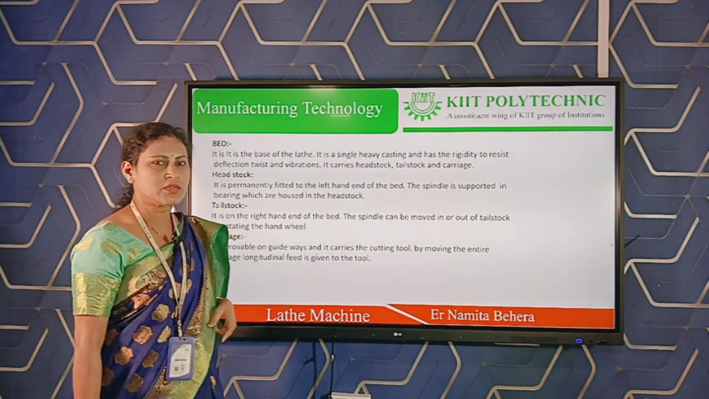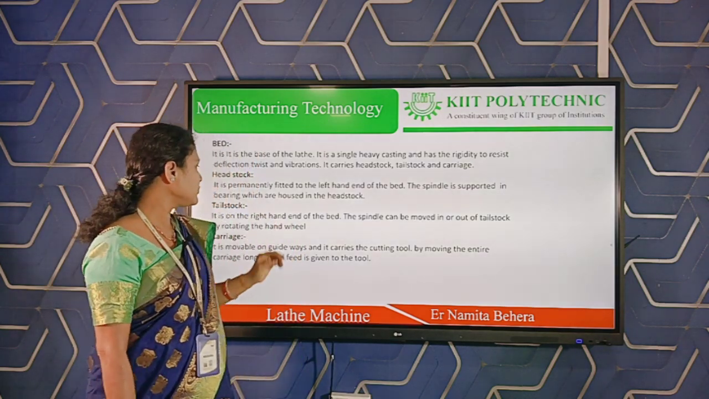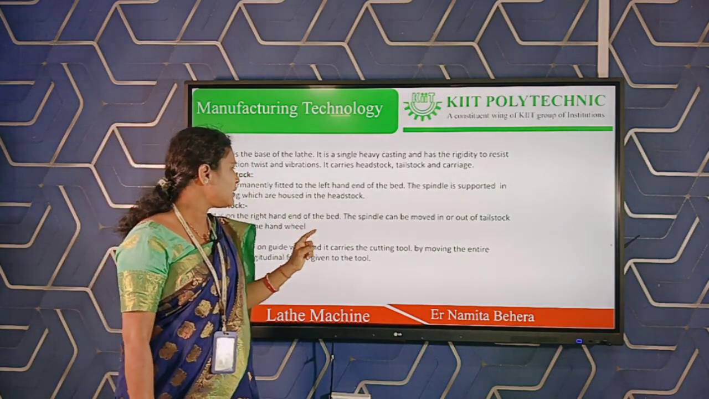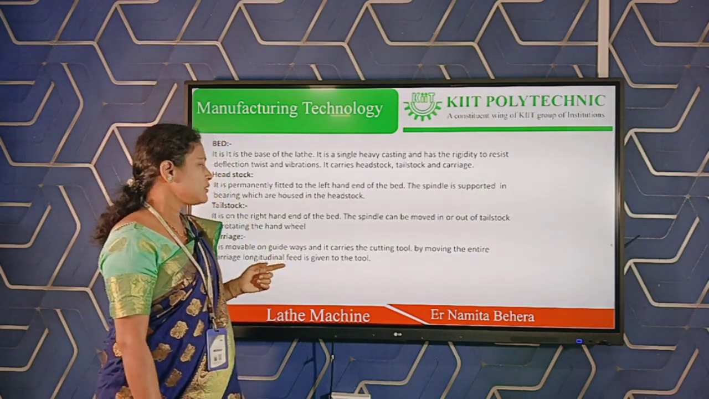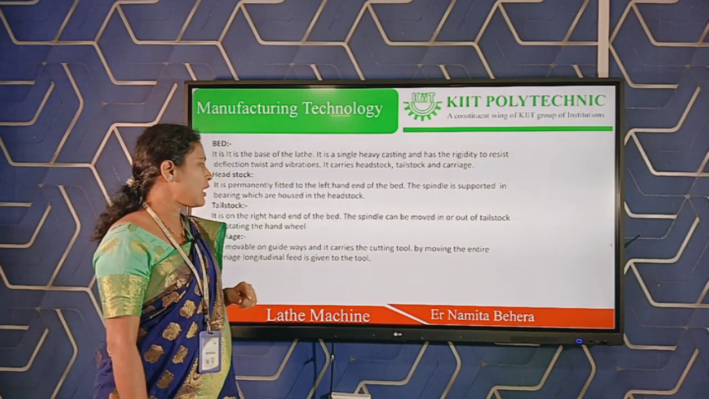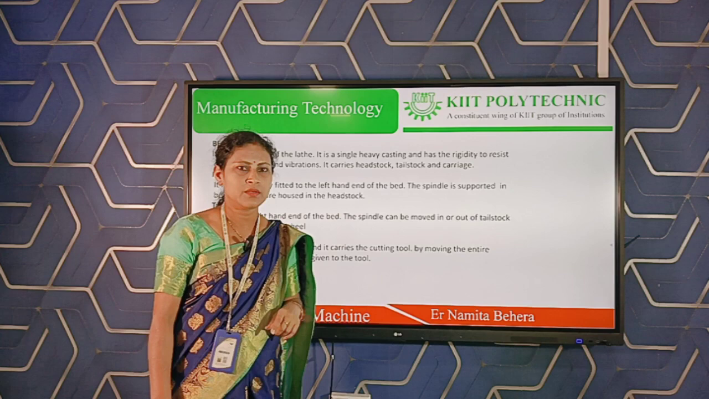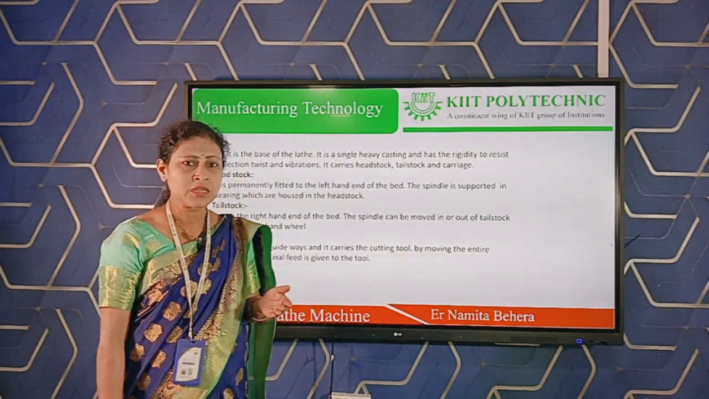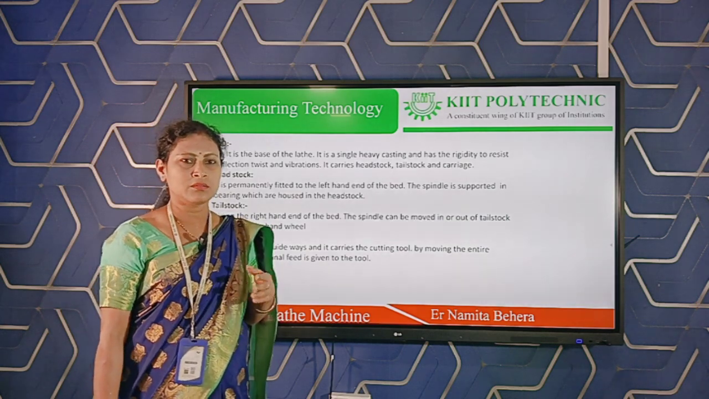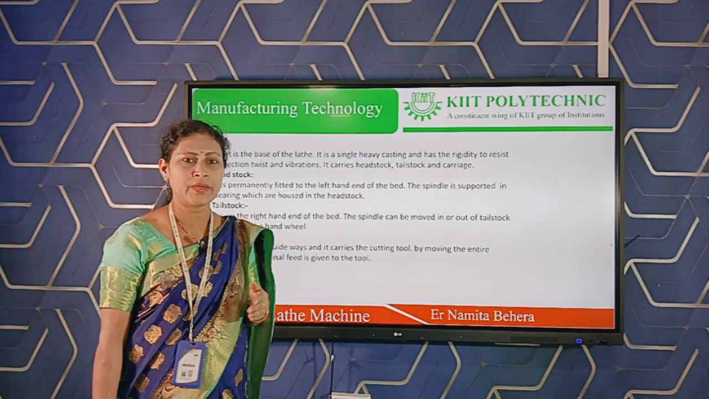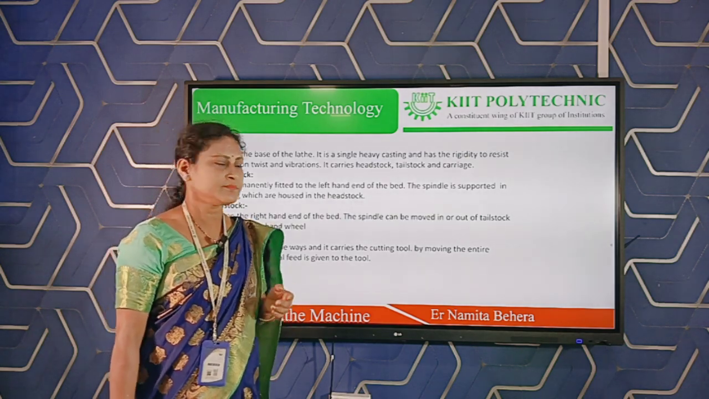Then tailstock. Tailstock is situated at the right end of the bed. It is called a loose head, and the spindle can be moved in and out of the tailstock by rotating the hand wheel. While machining, a long job is held between the headstock and tailstock. There is no bending while machining.